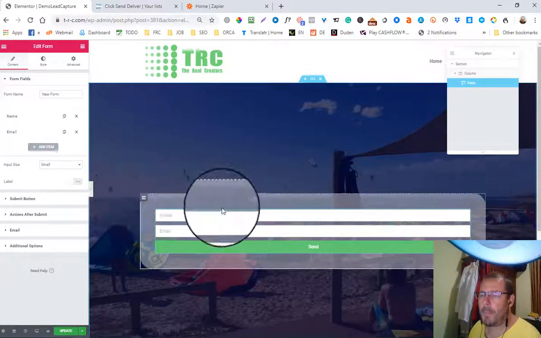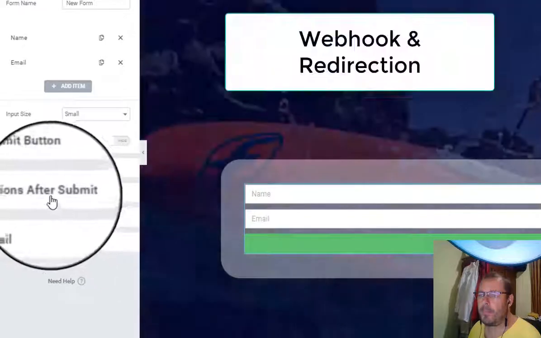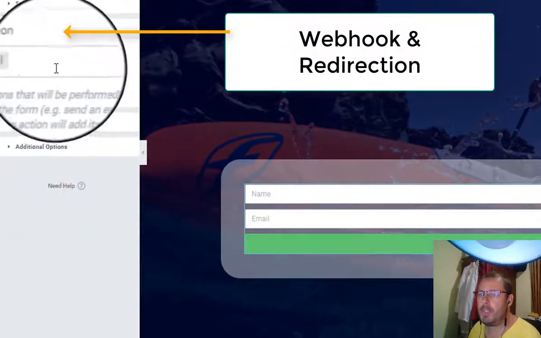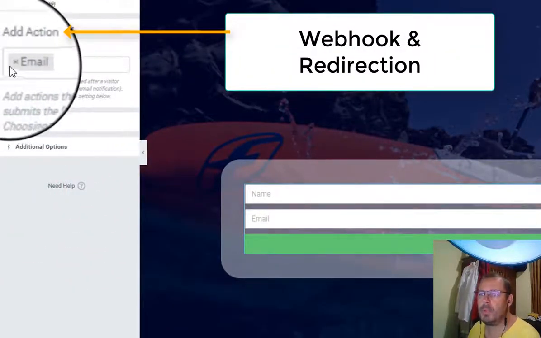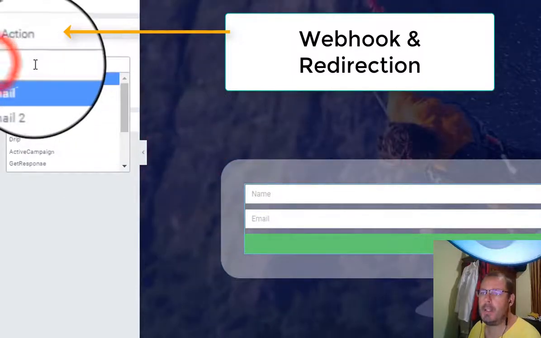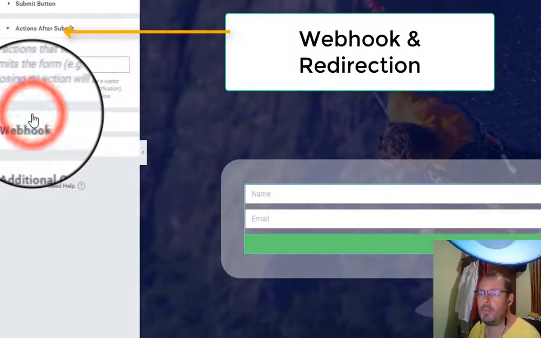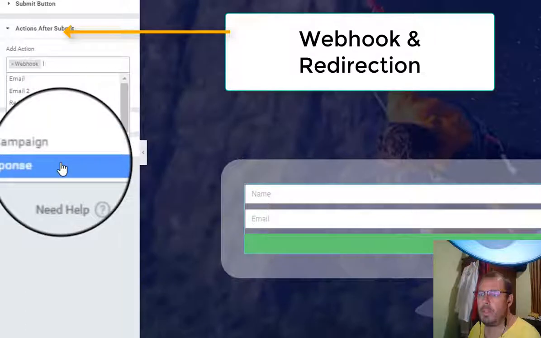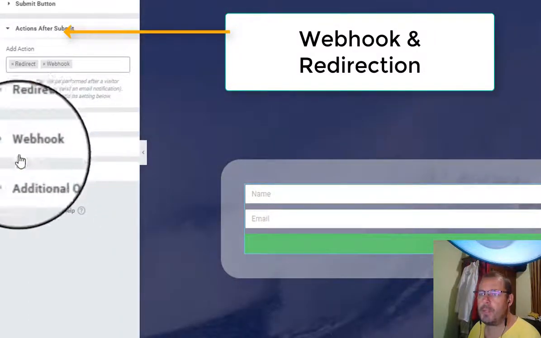Now we have the two fields, the name and the email, and our send button. Here we will do Actions After Submit. We will do two things. We will not send an email, but we will do a webhook, and we will do a redirection.